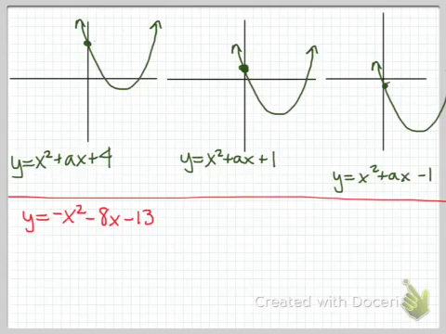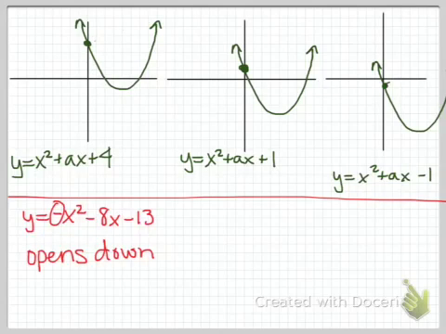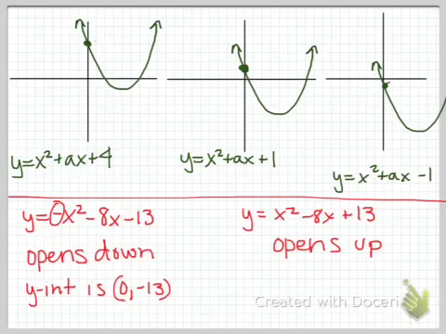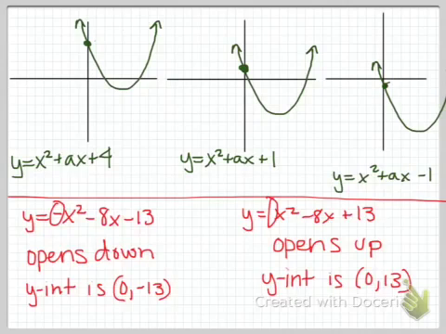Okay. Let's just kind of review really quick. If you have y equals negative x squared minus 8x minus 13, we can see that it opens down because the coefficient that goes with the x squared is negative. So it opens down. And then I can see that the y-intercept is going to be 0, negative 13, because when I put 0 in for x, I get negative 13. If I gave you this equation, y equals x squared minus 8x plus 13, I know that's going to be a parabola that opens up, and I know that my y-intercept is going to be 0, 13.